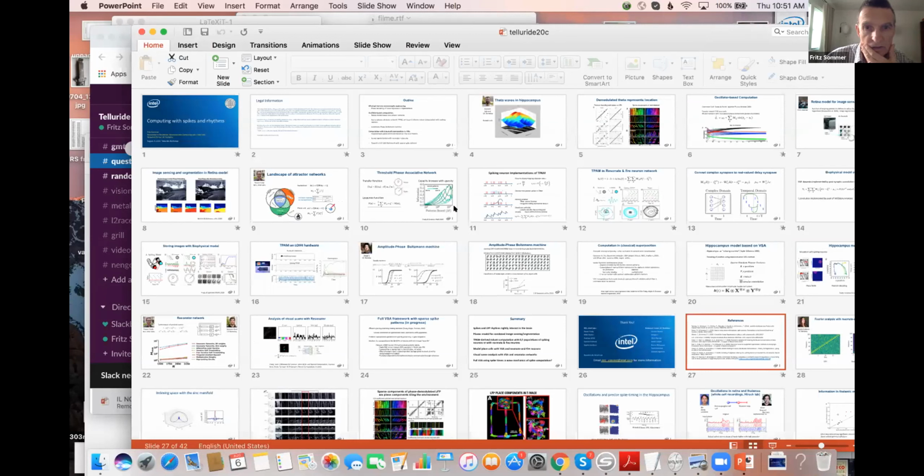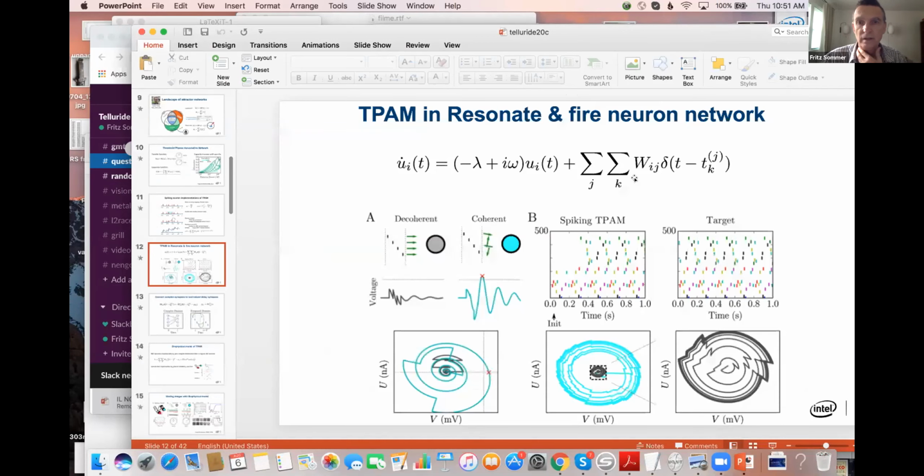So yeah, let me just go to the standard resonate and fire network here. Yeah, so here the inputs are fed in by spikes, and the spikes are then weighted and phase turned by complex synapses. That's the most basic formulation of the resonate and fire neuron. So you have an internal dynamic, which is just this decaying harmonic oscillator, and what you feed in is basically spikes, but the spikes can be phase twisted and weighted.